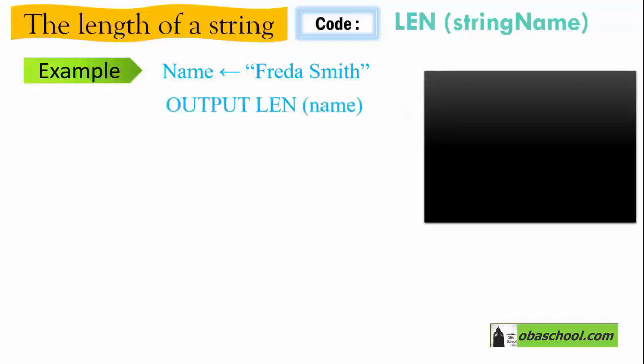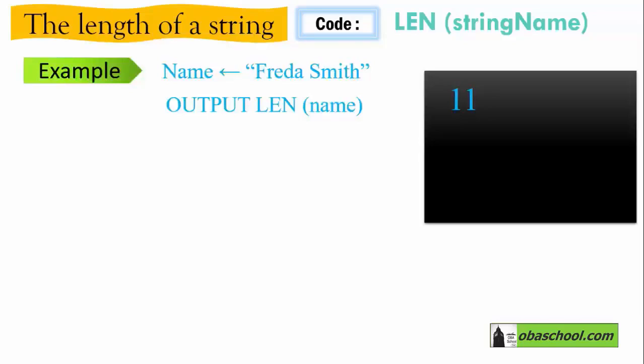The second code is output len and between two brackets name. That means print on the screen the length of the string that is inside the name. However, it will not show the actual name, which is Frida Smith, even though it is inside the name. So it will give me the length. Why? Because we have len before name. It understands that we want the length of the string inside the name. In this case, the output will be 11.